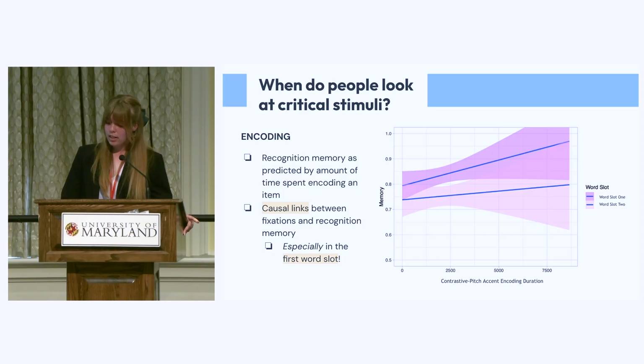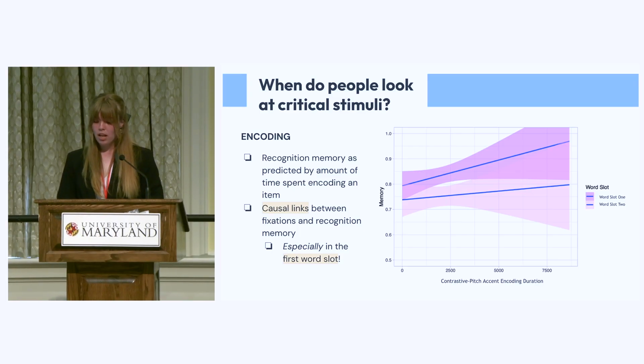Lastly, this scatter matrix displays performance on the recognition memory test as predicted by the amount of time spent encoding a contrastively accented item in the listening phase. And then once again, we found that the more time spent encoding an item, especially in the first word slot, the better the recognition memory accuracy for said item.